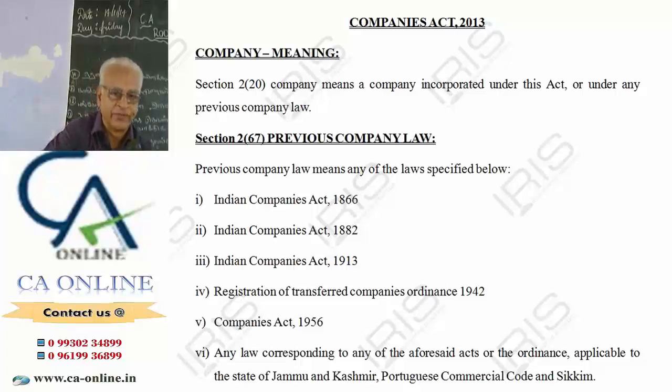There is a difference between the definition of company given in the 1956 Act and the definition given in the 2013 Act. The difference is only in words; in substance, they are one and the same. In the 1956 Act, a company was defined as a company formed and registered under the Act or an existing company. Then existing company has been defined as a company which was incorporated under any of the previous company laws. Then previous company law has been defined.